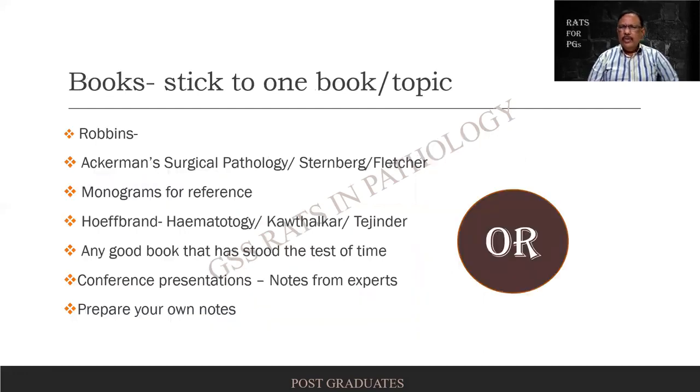And there is a list of books which, again, I repeat, I emphasize, kindly do not change your book. Robbins is one, Ackerman, Surgical Pathology, or it can be Sternberg or Fletcher, any other book. Monographs you can use only for reference of any specific topic, otherwise not required. For hematology, it can be Hoffman, and then a reinforcement with Kautalkar or Tejinder Singh as a revision. And what is a good book? Any book that has stood the test of time is a good book. So please do not change your book.